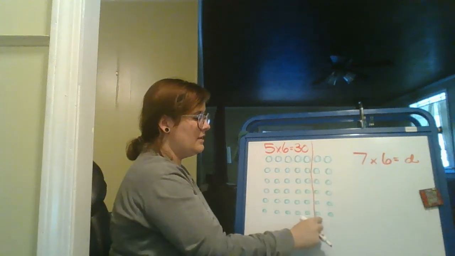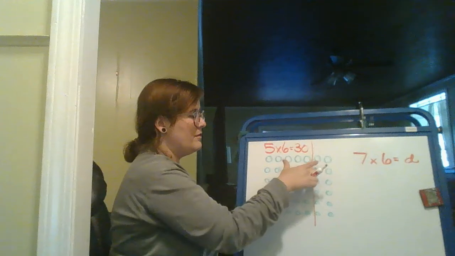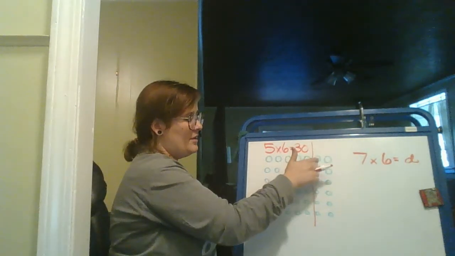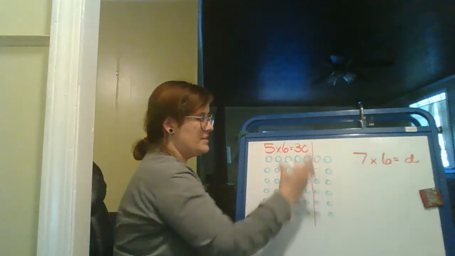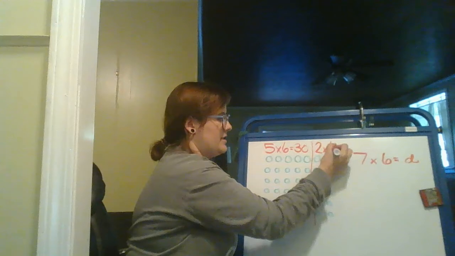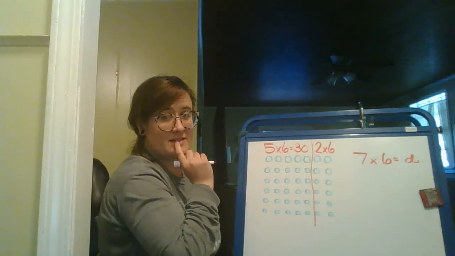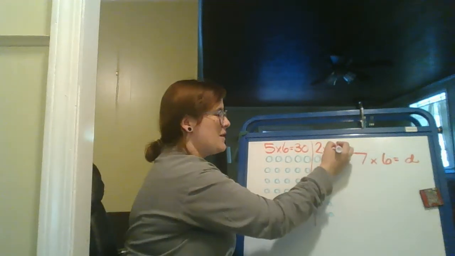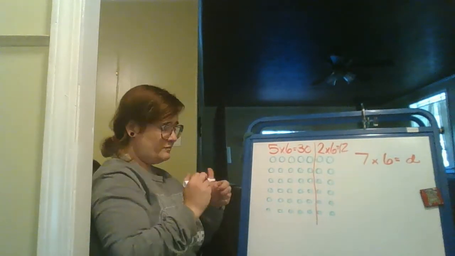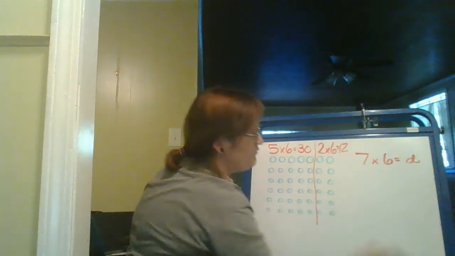Over here, I still have some things left, right? I have 2 groups of 1, 2, 3, 4, 5, 6. 2 groups of 6. 2 groups of 6 is what? 12. Good job. Okay. So if I'm thinking about this, here's what I've done.